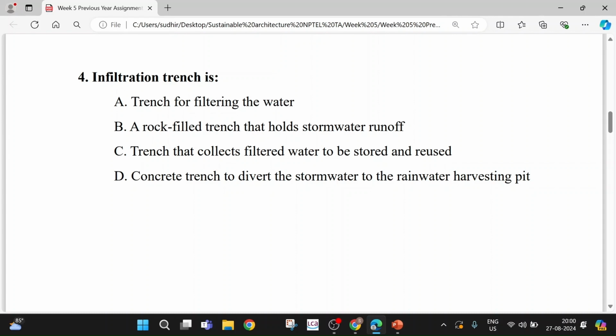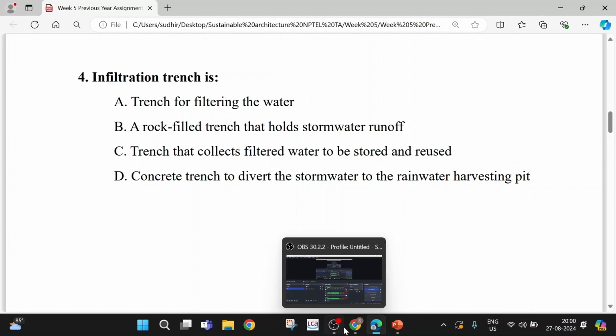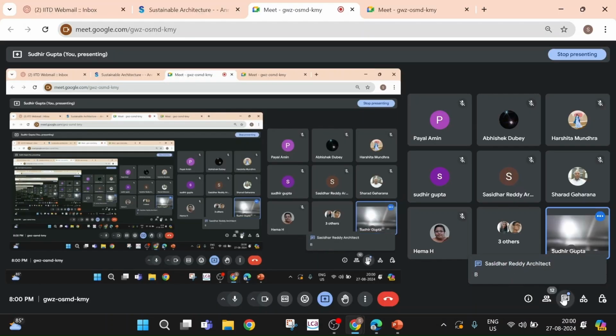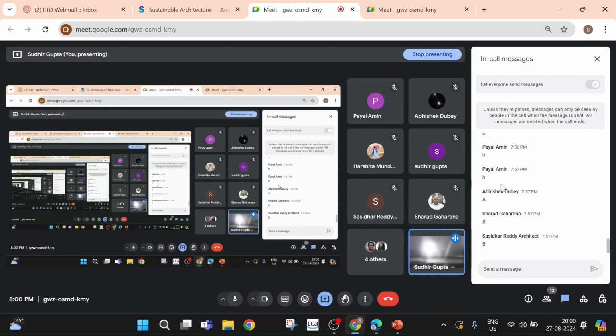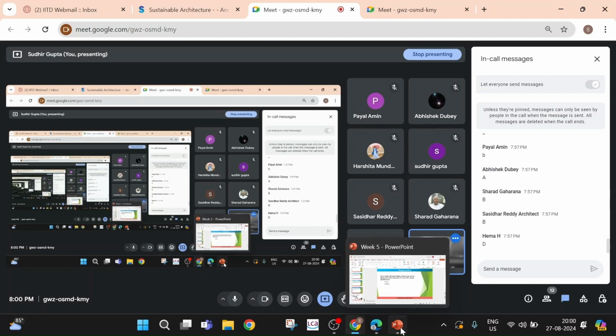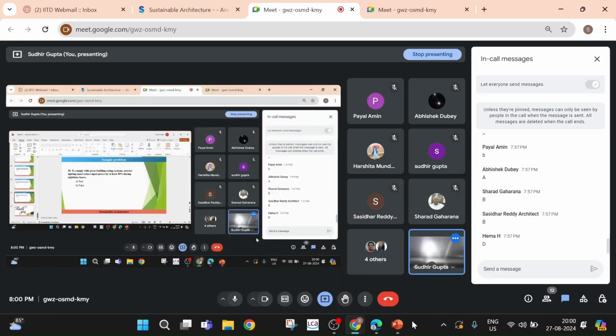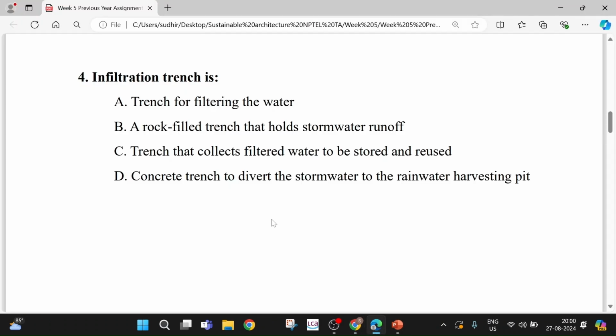All of you give your answer. It is a kind of quiz now, based on all the 50 questions and the video lectures that you've seen for that week 5. So let's see how many of you are able to give the correct answer now. Payal has mentioned B, Sarajji has mentioned B. So most of you, I think, till now have not understood the concept of infiltration trench. So B is the right answer, as mentioned by Sarajji and Shashidhar.